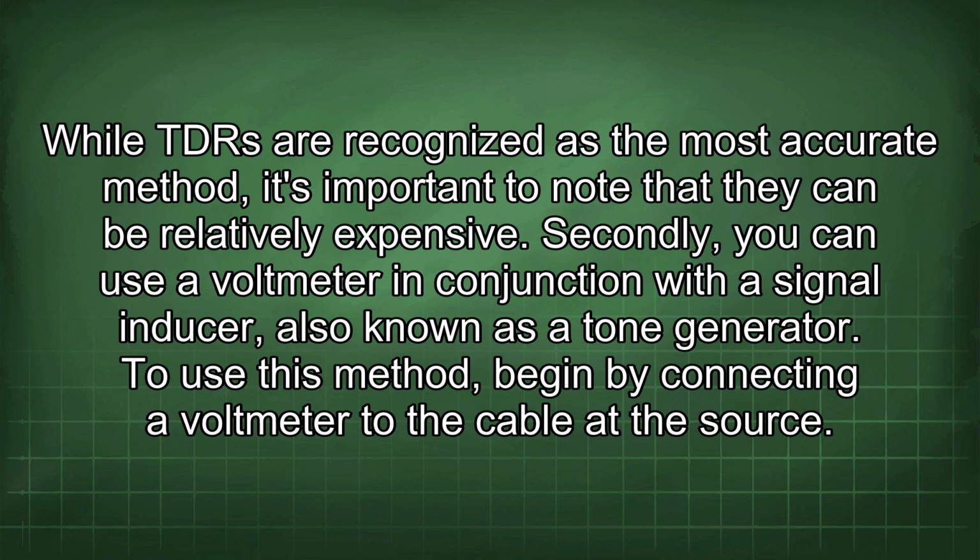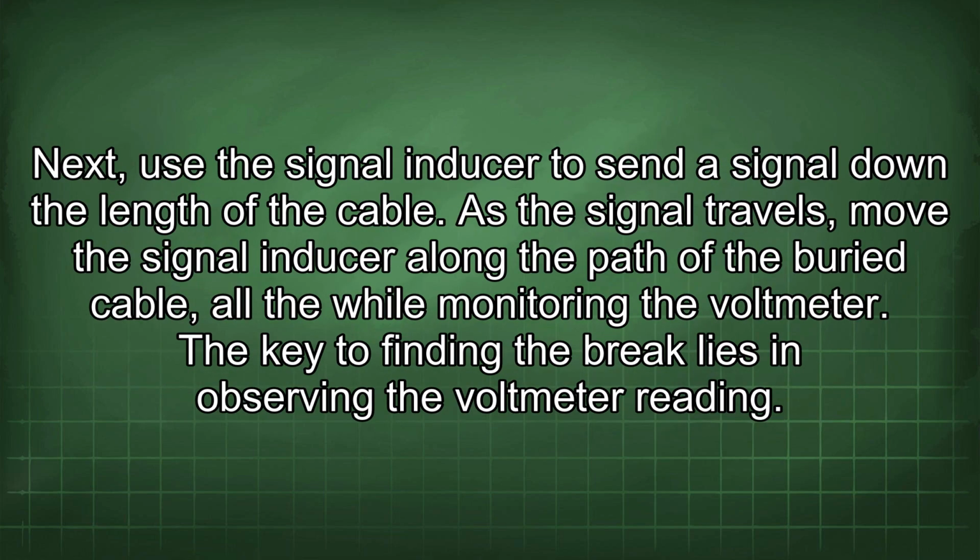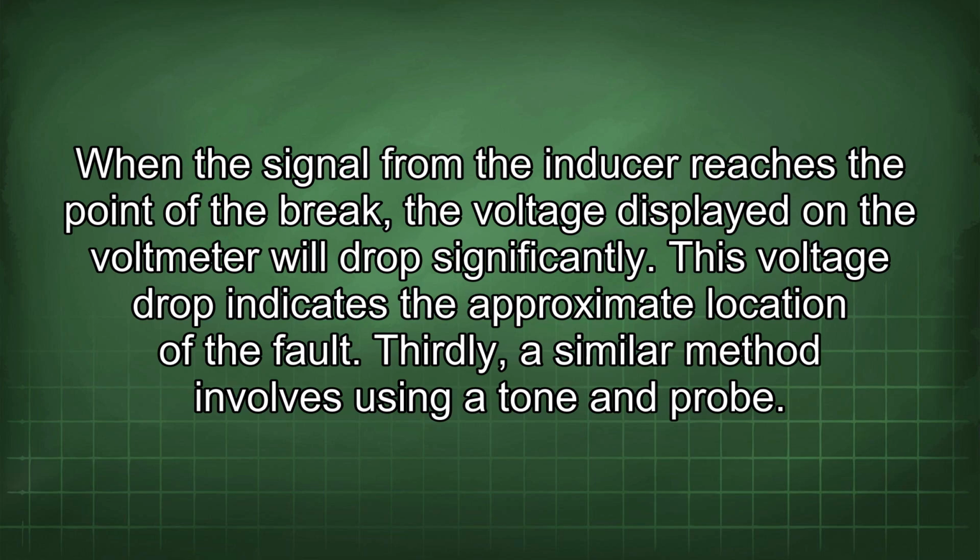Secondly, you can use a voltmeter in conjunction with a signal inducer, also known as a tone generator. To use this method, begin by connecting a voltmeter to the cable at the source. Next, use the signal inducer to send the signal down the length of the cable. As the signal travels, move the signal inducer along the path of the buried cable, all the while monitoring the voltmeter. The key to finding the break lies in observing the voltmeter reading. When the signal from the inducer reaches the point of the break, the voltage displayed on the voltmeter will drop significantly. This voltage drop indicates the approximate location of the fault.